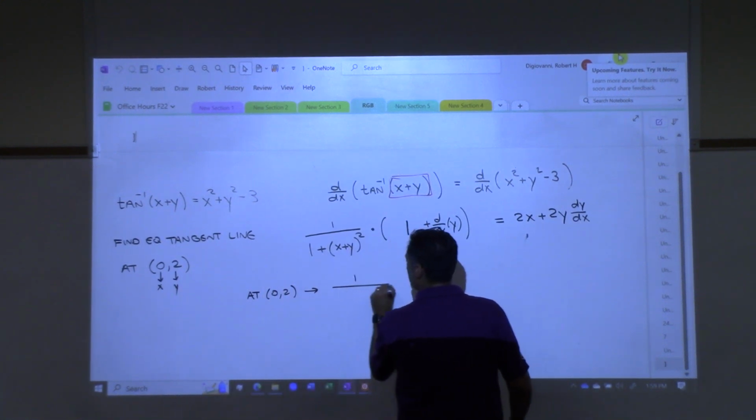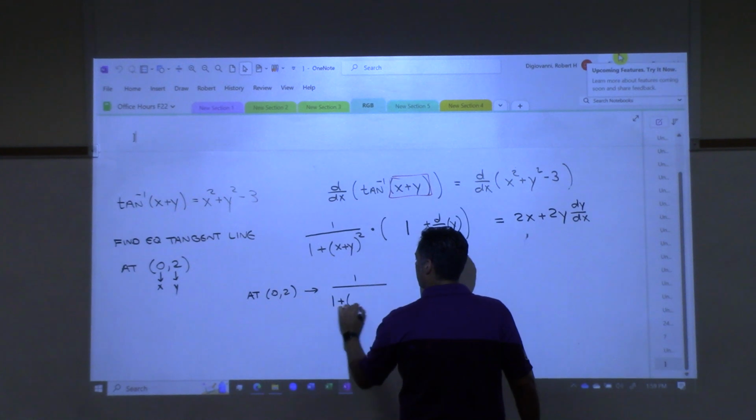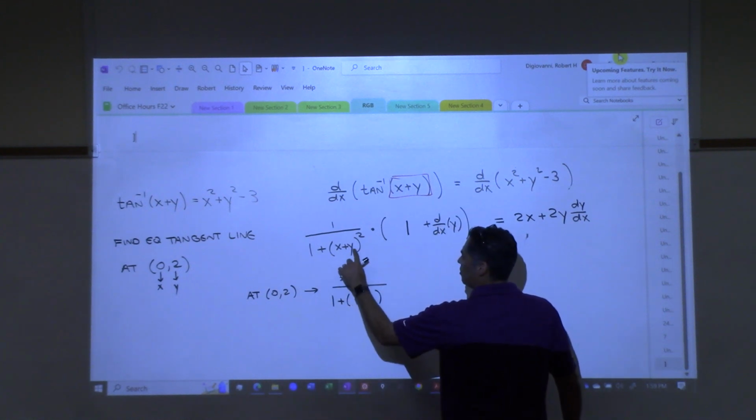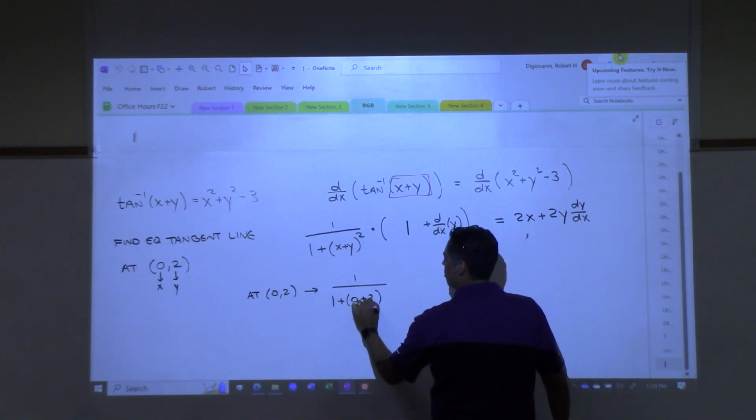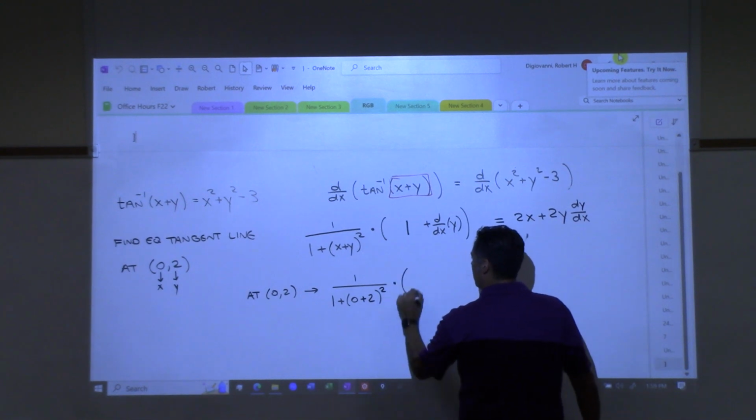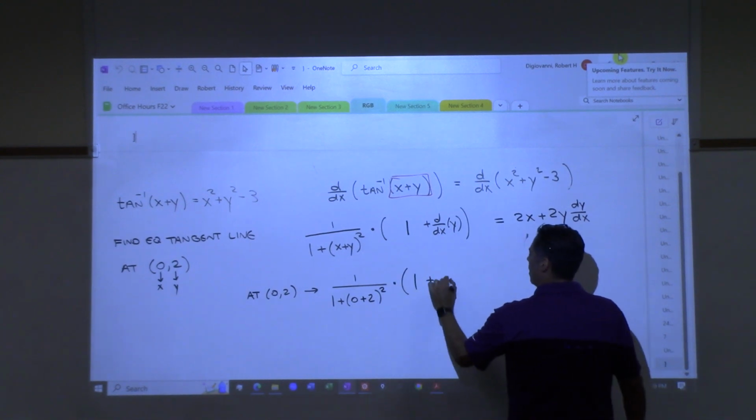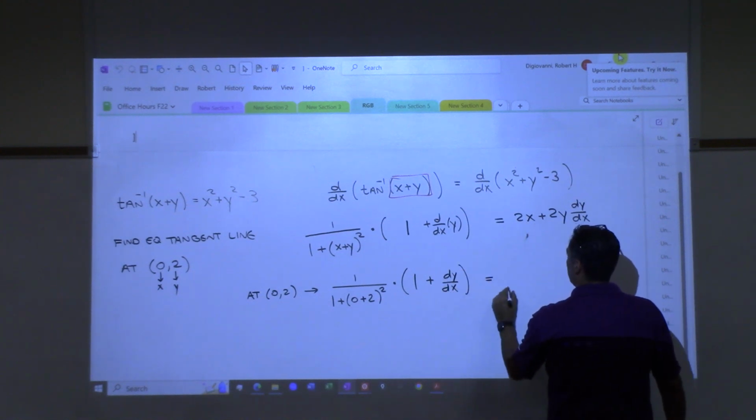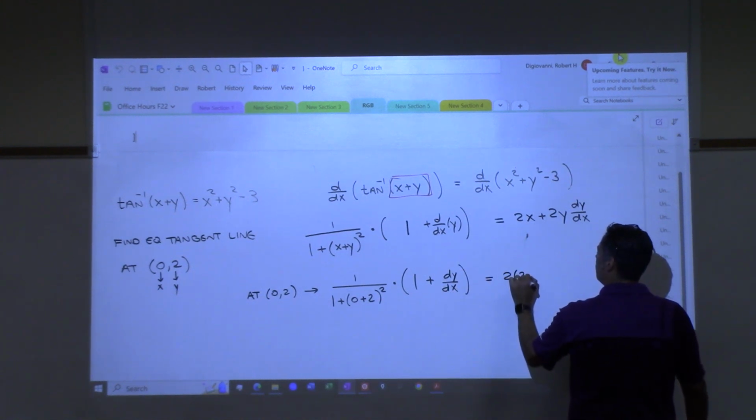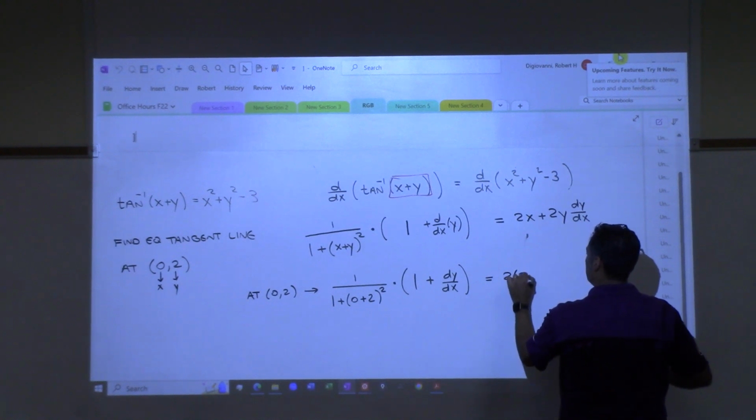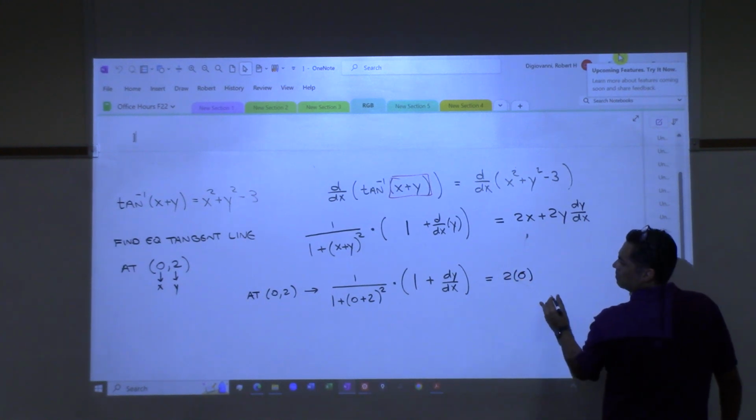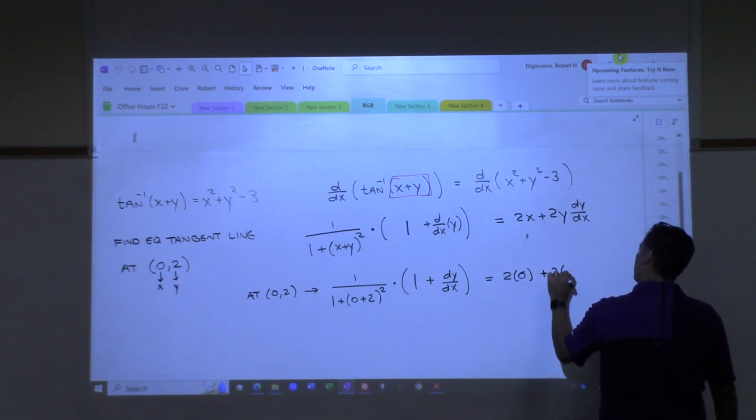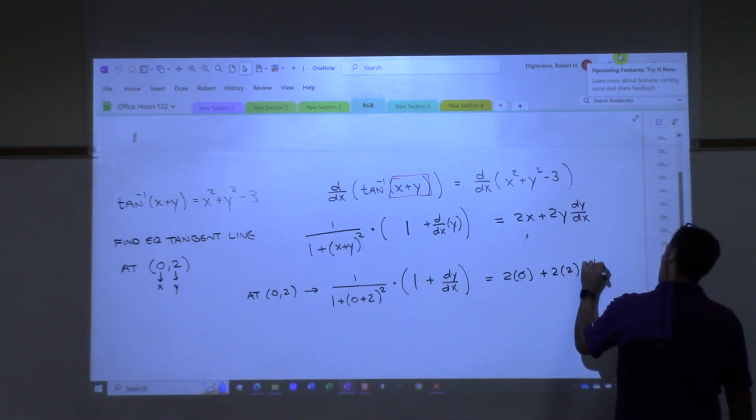We get 1 over 1 plus, let's see, what is that? 0 plus 2, right? It's going to be 2 squared, times, let's see, 1 plus dy dx. That, I don't know what that is. And then equals, over here, 2 times 2 times 0, right? And then plus 2 times dy dx.